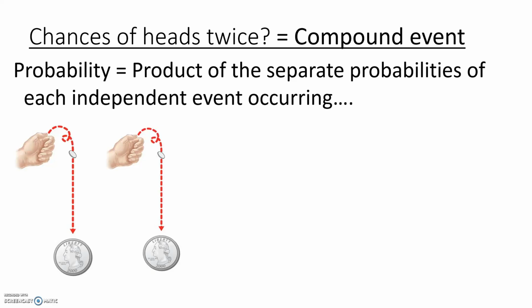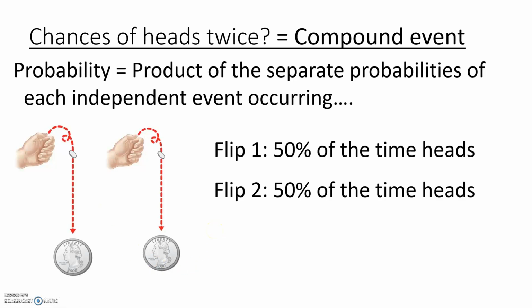And if we take a look at the chances of the coin flipping and landing on heads twice, what we're looking at is something called a compound event. And the probability of a compound event occurring is the product of the separate probabilities for each independent event occurring. So the probability of getting heads on our first flip, and then the probability of heads on our second flip. And it's 50% of the time for each of those separate probabilities. So we take 50%, multiply it by 50%, and we get 25% of the time we would expect to flip a coin and have it land on heads twice.